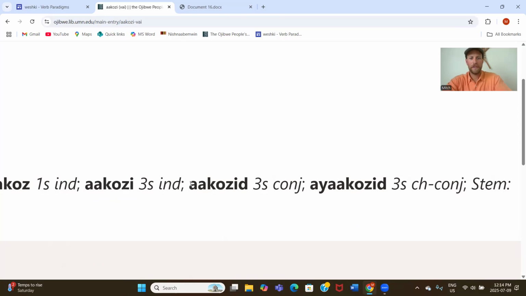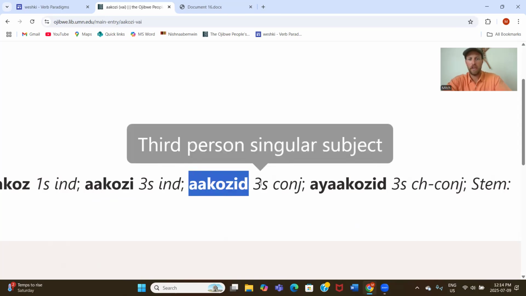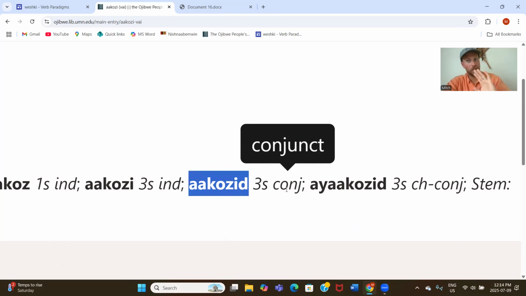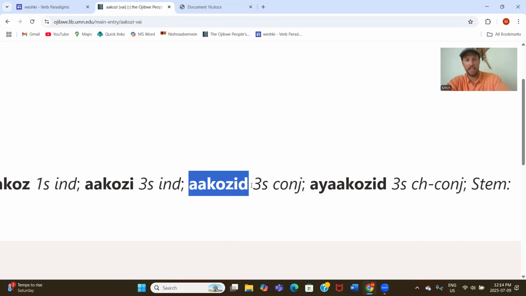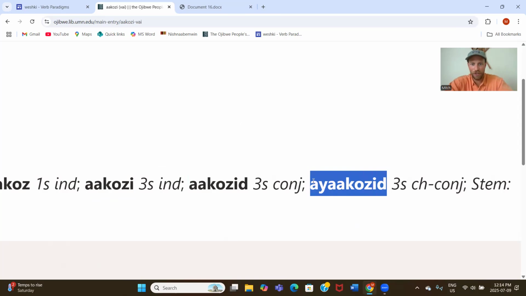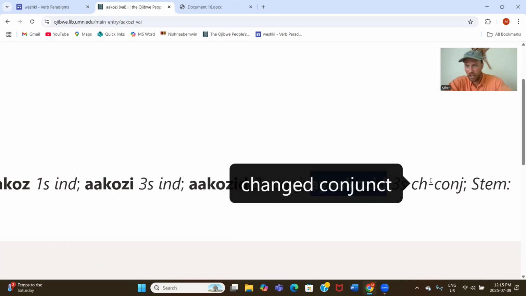Akuzid. Third person conjunct, just plain conjunct. Akuzid. If he's sick, when he's sick, until he's sick, all those different things that we were looking at, that are B form. Then we have yakuzid with initial change, obviously, third person changed conjunct. So that's how you can use the dictionary.